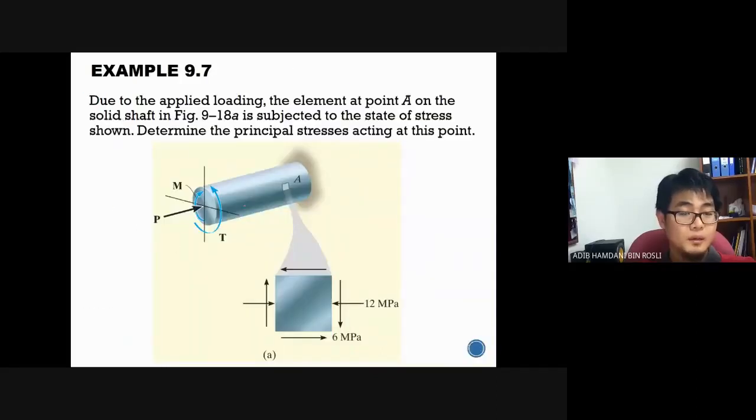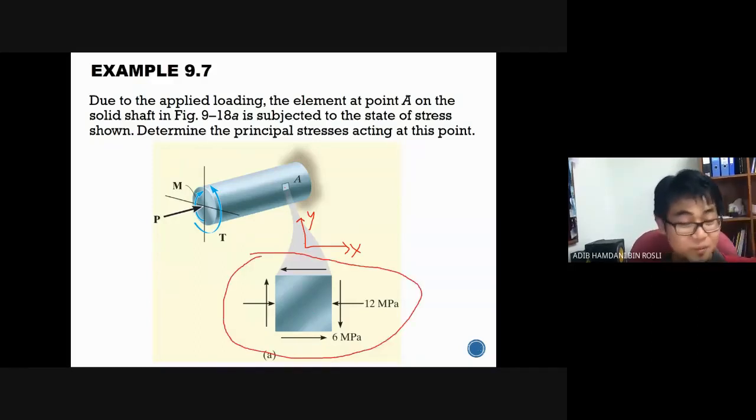So you have this solid shaft, fixed at this location, and then you apply the compressive force P, you apply the bending moment M, you apply the torsion moment T, right? And then you take one point A as a plane element, and you see that now I have this compression of 12 megapascal and a shear stress of 6 megapascal. So first things first, you have to establish XY. Of course, this comes from this.